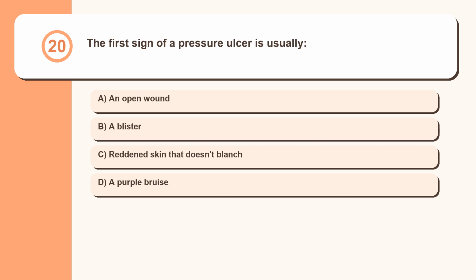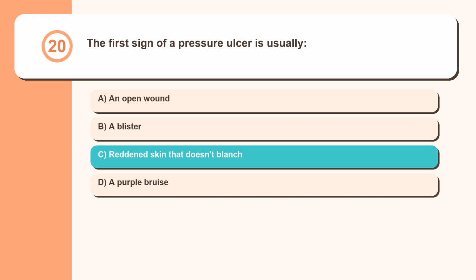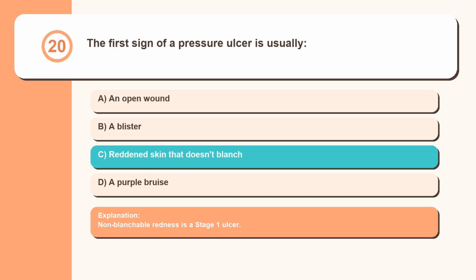Question 20. The first sign of a pressure ulcer is usually an open wound, a blister, reddened skin that doesn't blanch, a purple bruise. Non-blanchable redness is a stage 1 ulcer.